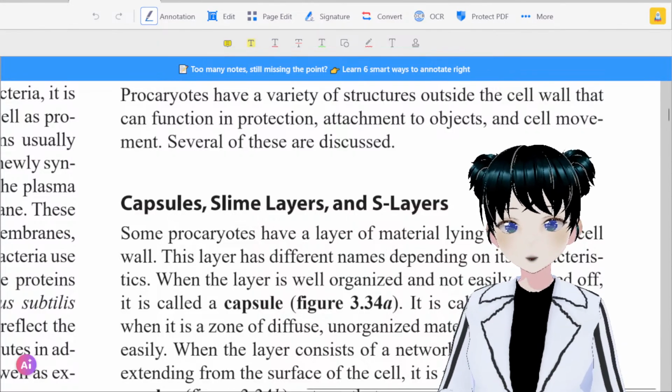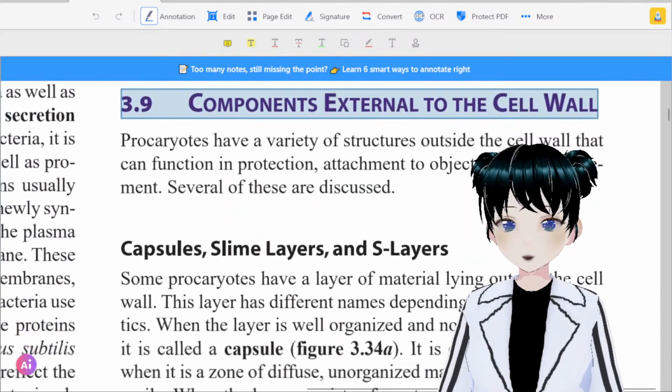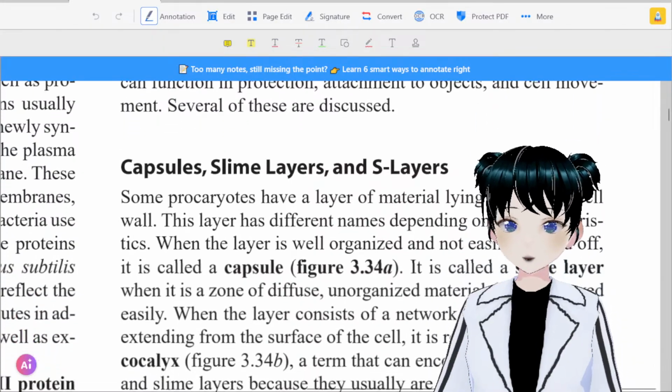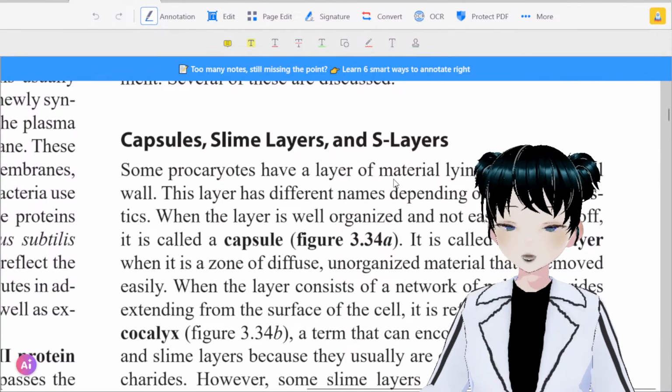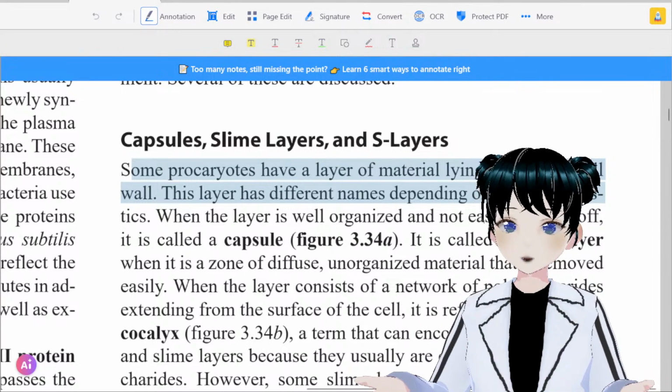Okay. Now, prokaryotes have a variety of structures outside the cell wall that can function in protection, attachment to objects, and cell movement. Several of these are discussed. Now, the first one is capsules. Some prokaryotes have a layer of material lying outside the cell wall. This layer has different names depending on its characteristics.